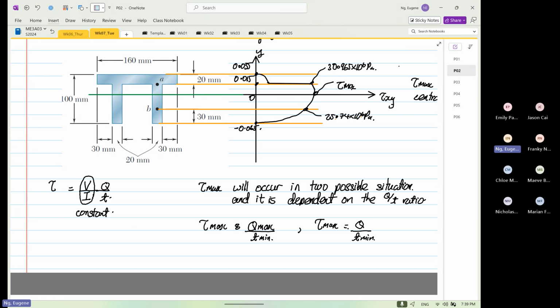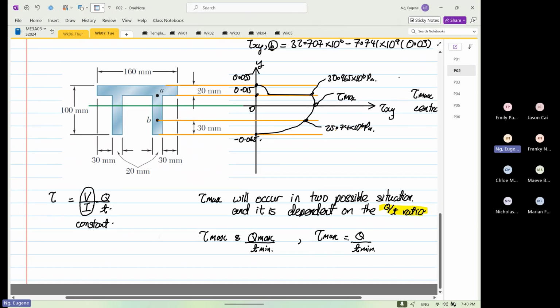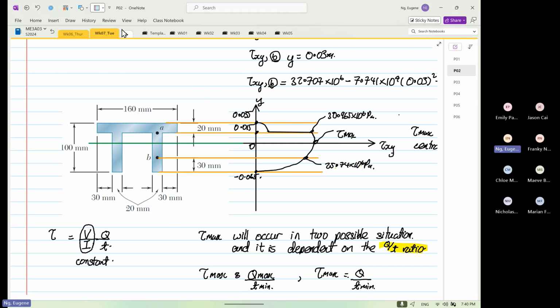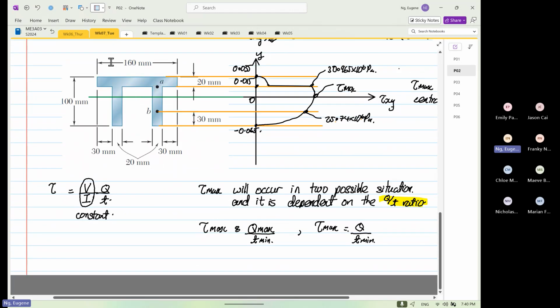Okay, so this section over here we are going to highlight the importance of the what? The importance of the Q over T ratio. Why I emphasize that is because a lot of times we assume that the centroid will always have the maximum shear stress, and this is not true at all. I repeat, this is not true at all. Now let's look at a problem regarding the Q over T ratio.